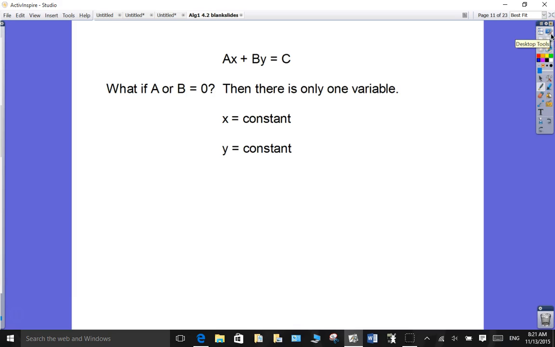Okay, so given the standard form, what if A or B is 0? If A is 0, then 0 times x is 0, so you wouldn't have an x term. Or if B is 0, you wouldn't have a y term. So then you're just going to get equations which are x equals a constant or y equals a constant.